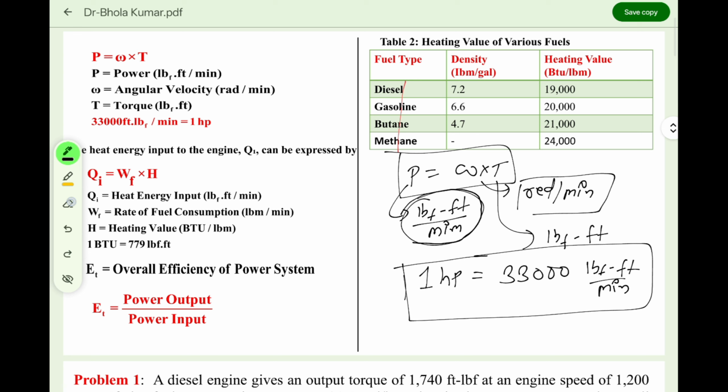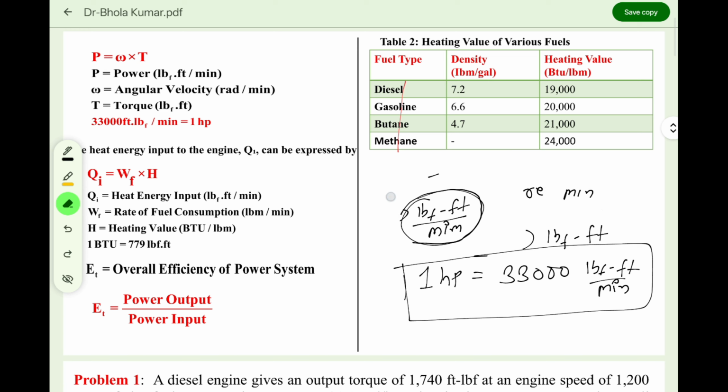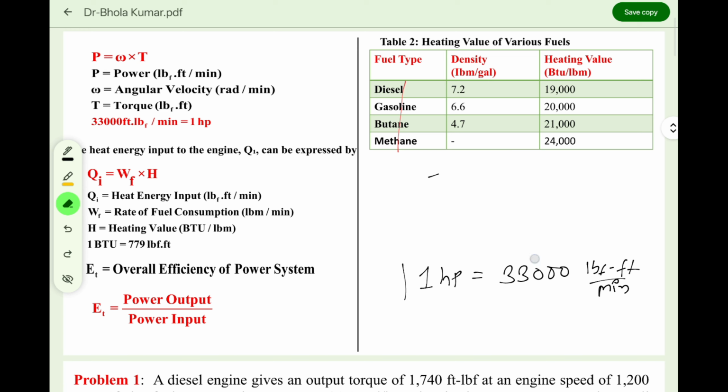Now what about the input power? We need to think about it. Very basic thing we need to understand. We are generating the power through an engine, right? And the engine is consuming some amount of fuel. Let's understand this thing.